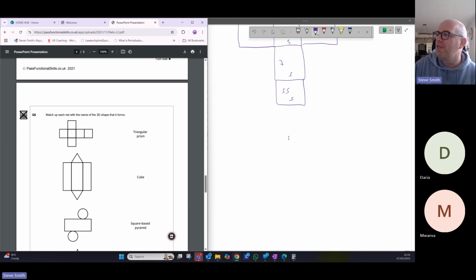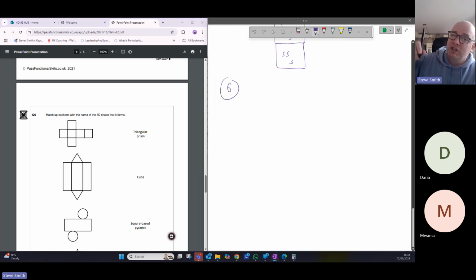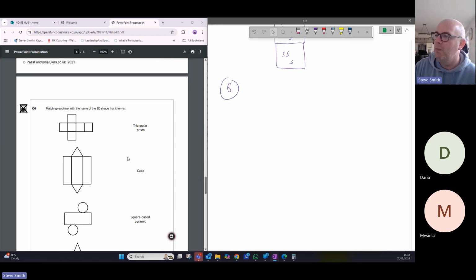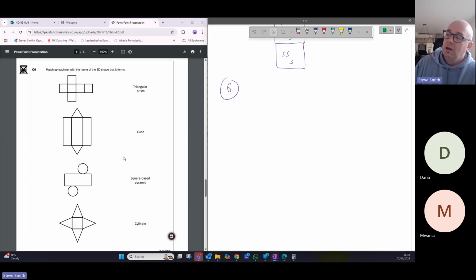Match each net with the 3D shape. So this must be a similar question to what we did at the end of the last worksheet, in the fact that we've now got the net and the shape, so we've got to match them up. Oh, there's another one. Okay, interesting. I thought it was now 2 pyramids, but it hasn't. It's got a new shape.